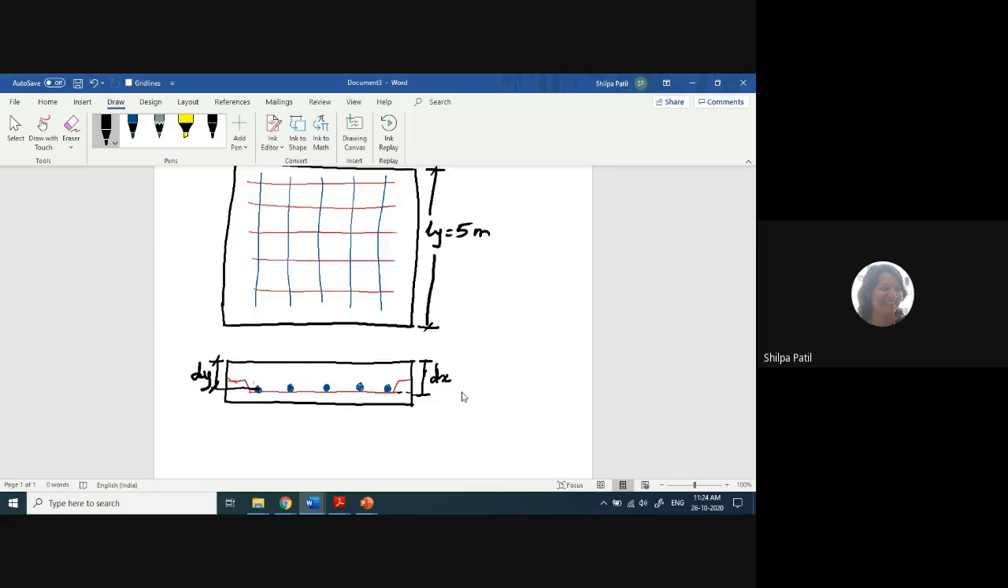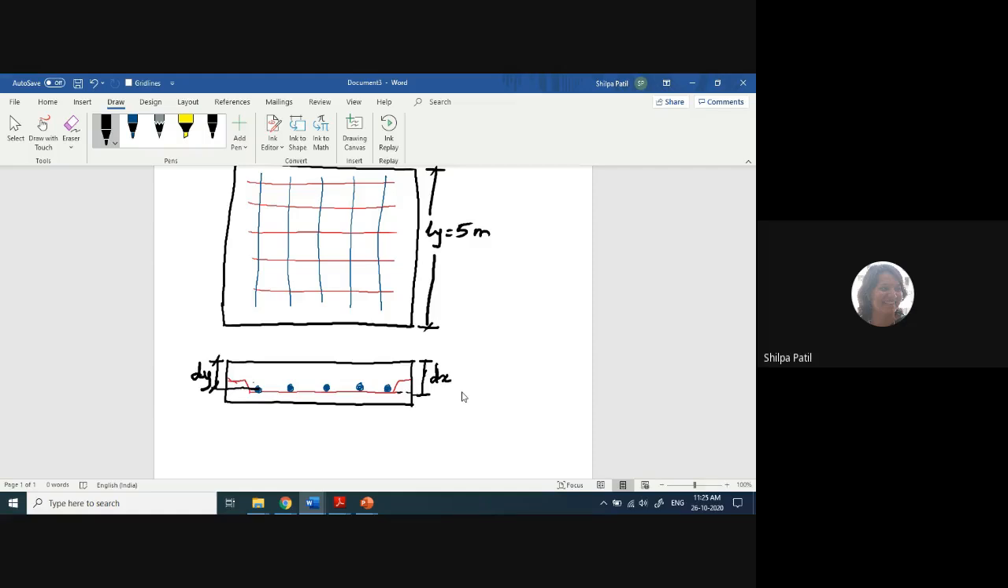formula, that is span upon l by d into alpha 1, in which case ly is to be used as a span. Instead of that calculation, whatever dx we calculate, simply above that we are placing the main reinforcement in y direction. So the distance up to the CG of main reinforcement along x-axis is subtracted and dy is calculated. This is a very simple calculation.